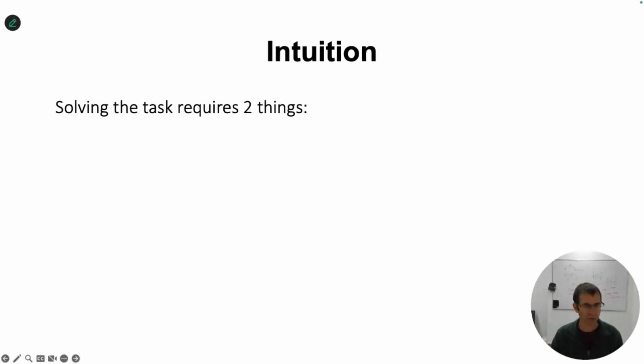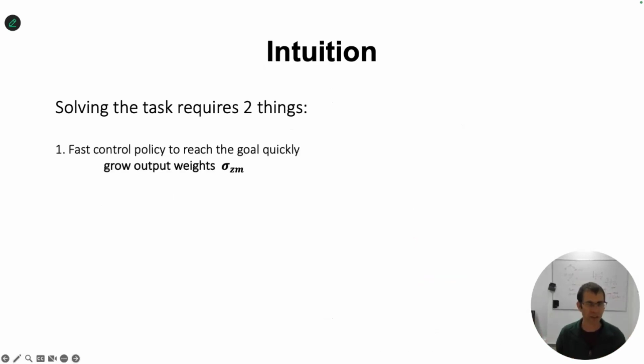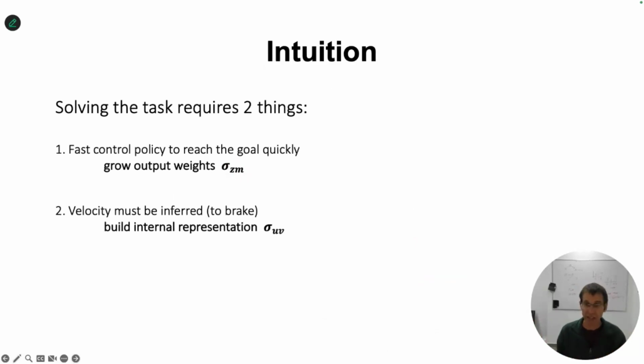Now, the intuition is the following. To solve the task, we need 2 things, really. One of them is a fast control policy to reach the goal quickly. So if the target is to the left, we want to push hard to the left. And that requires to grow the output weights, which correspond to the overlap input-output, ZM. On the other hand, we need to pull the brakes, right? So once we get close to the goal, we want to slow down. In order to know that, we need to infer policy, and that requires the internal representation or the eigenvalues of the RNN, and they are captured by UV, that overlap, the internal overlap.